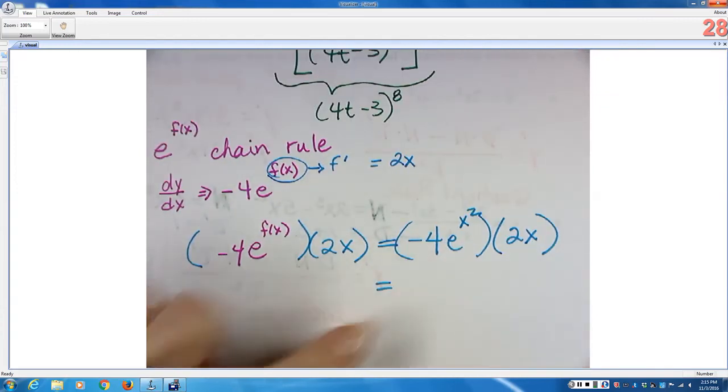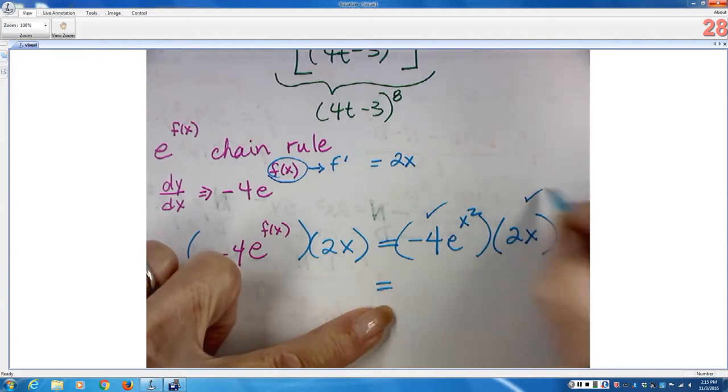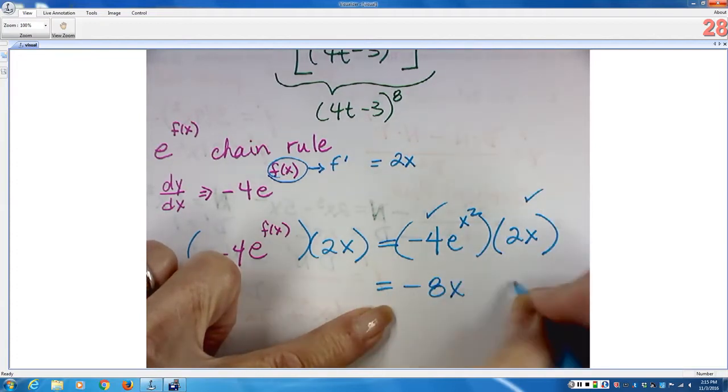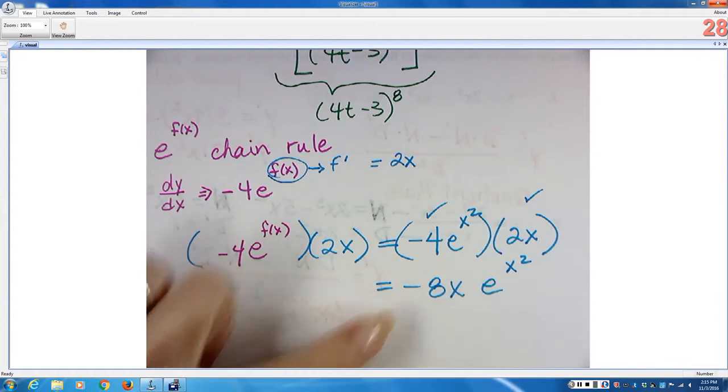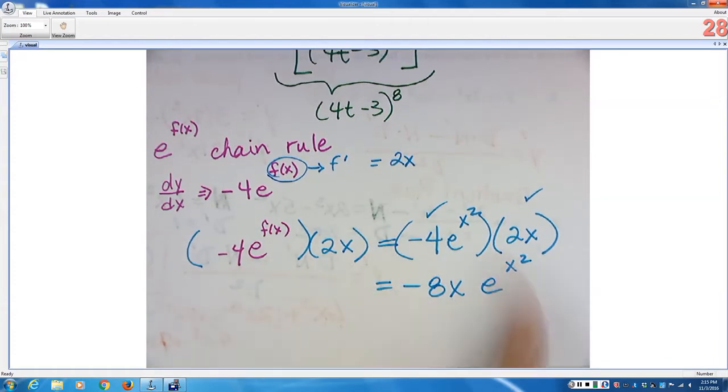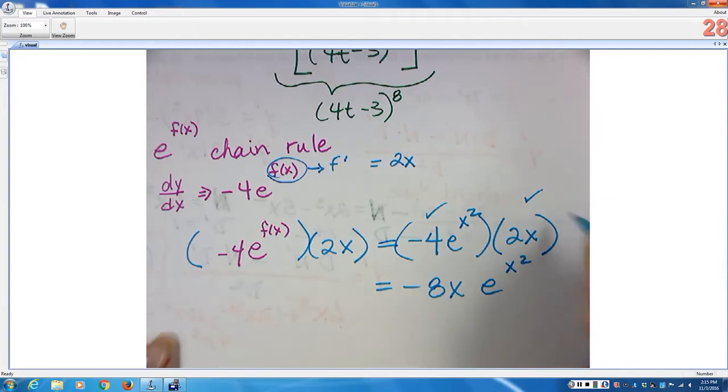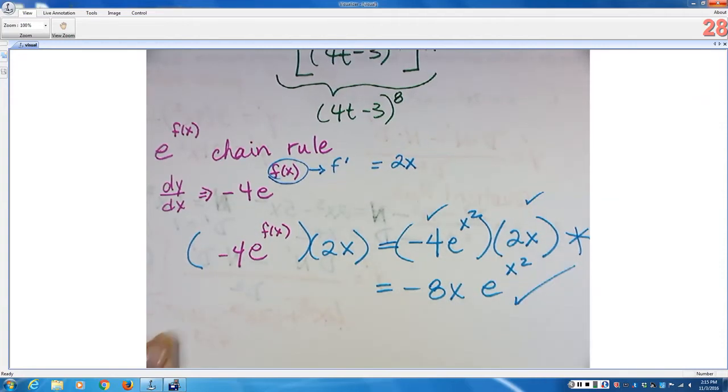And if you want to clean that up, that's okay too. Negative 4 times 2x is negative 8x e to the x squared. But don't leave out the x. Several people got this all right, except they left out their x. They forgot the derivative of x squared is 2x, apparently. Or they just miscopied. So this is fine. This is okay too. Whichever one of them you want, either one is correct. Questions on that one?